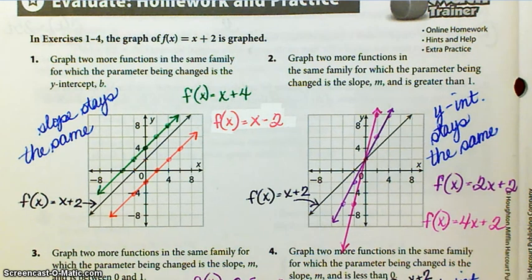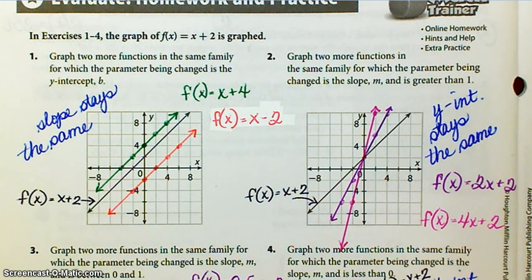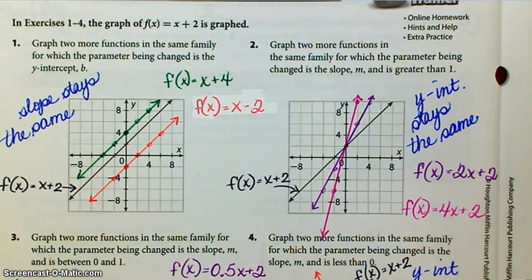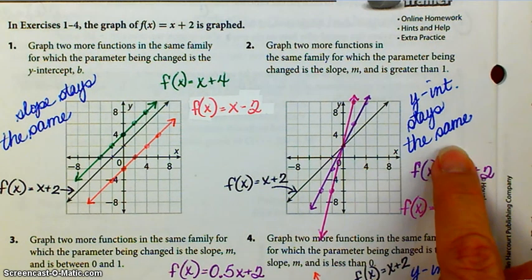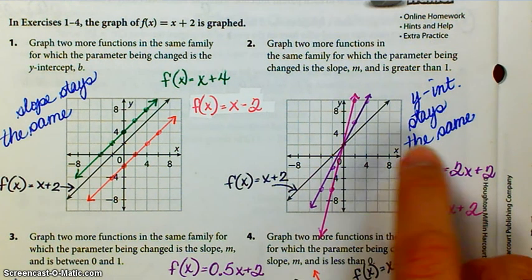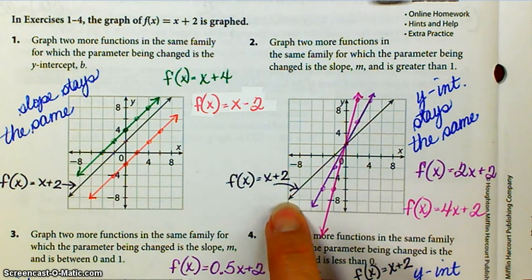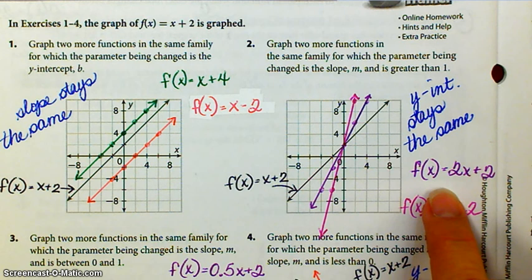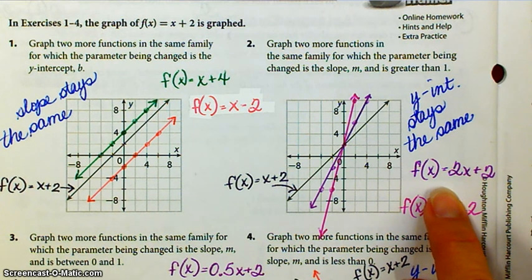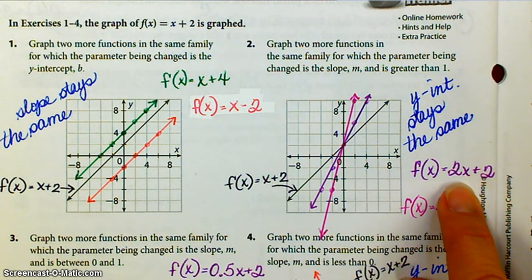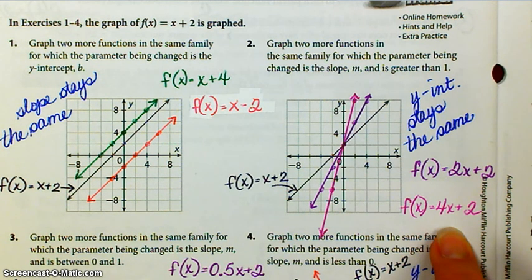All right, number 2 says to give 2 more functions in the same family for which the parameter being changed is the slope, m, and the slope is greater than 1. So in this case, we're not changing the y-intercept, okay? So the point where the lines cross the y-axis is going to remain the same. Okay, here's my original line. But if I am changing the slope and m is going to be greater than 1, then what that means is I'm going to make 2 more lines and the slope is going to get steeper.